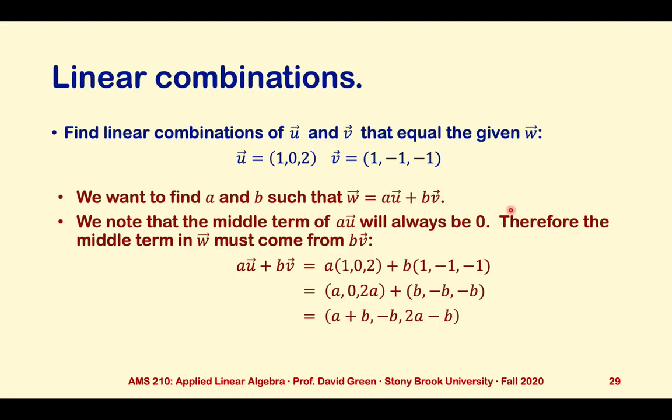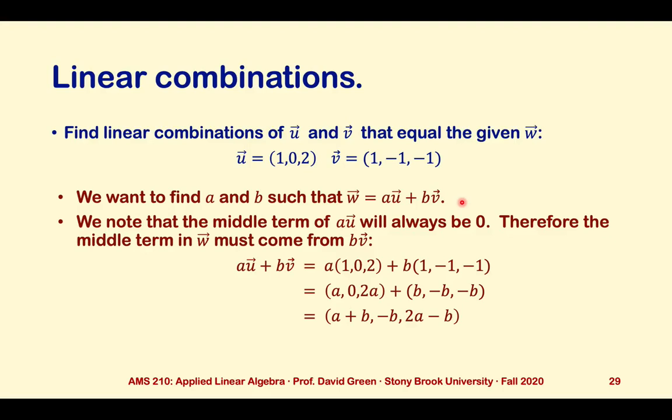It's possible to actually just solve these from scratch for each new w, but because in every case we're going to have w equals au plus bv and then trying to find a and b, it actually can help just to think about that little piece first. What does au plus bv look like?